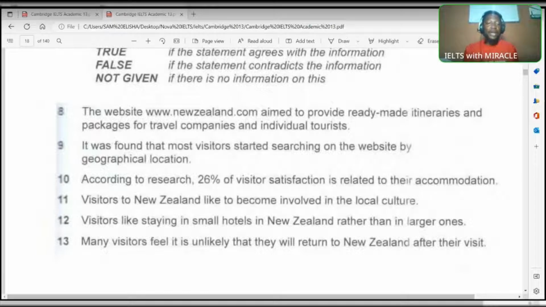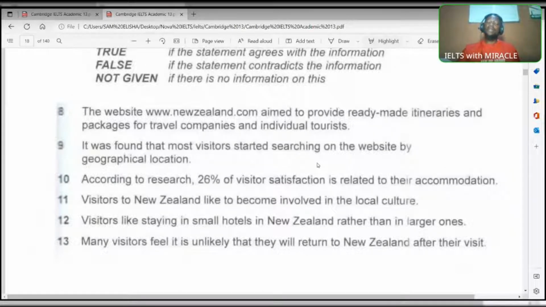If you look at number 9, for instance, it says it was found that most visitors started searching. The moment I've seen most, I know they are trying to make comparisons, and my best guess for that answer will be not given. But let's look into the passage and try to see if these things I have said can apply within the passage. Let's quickly look at this. Okay, so here I'll use my highlighter. Please follow me.